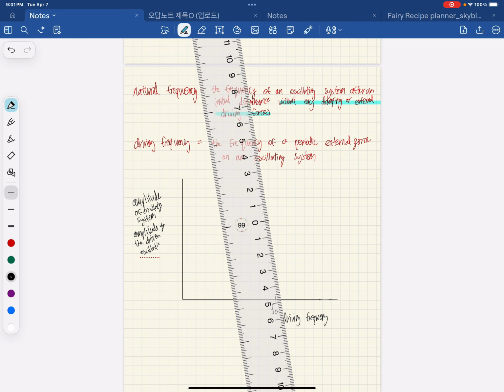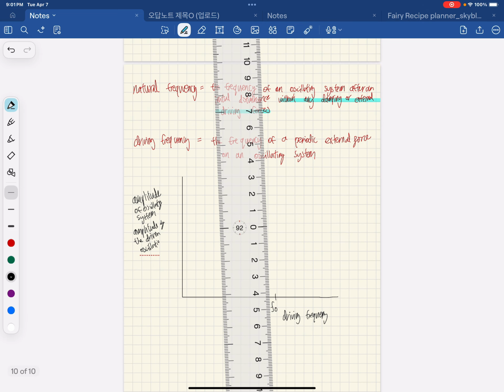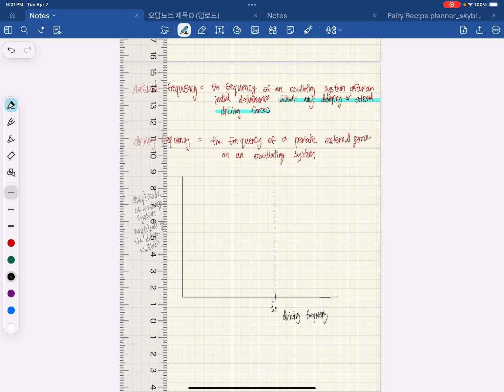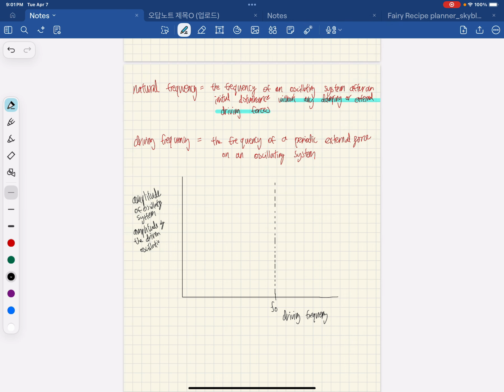I'm going to get a ruler and put a dashed line where the frequency is the natural frequency. Okay. So initially, when driving frequency is 0, don't ask me why, I don't really know, but when driving frequency is 0, the amplitude is at a pretty low number. And then as the driving frequency increases, the amplitude of the driven oscillation increases, but kind of slowly. So it's like a straight line, and then it increases.